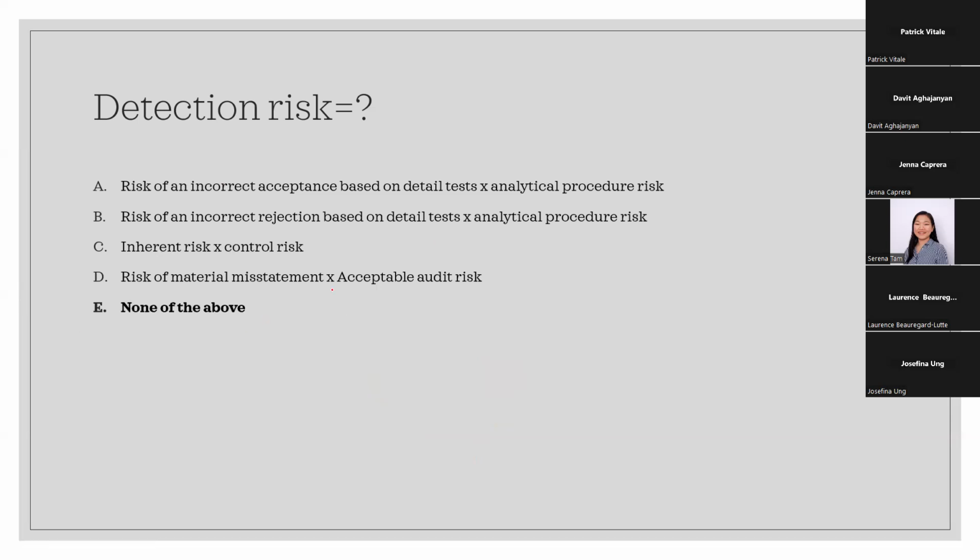No, it's none of the above. The only answer that we would take would be maybe this one, risk of material misstatement and acceptable audit risk, but this is not audit risk. This is acceptable audit risk. If it was risk of material misstatement times AR, then we would take it. But these are not. We still have to talk about audit risk based on detailed tests and analytical procedure risk. So it would be more of the E here. Okay.